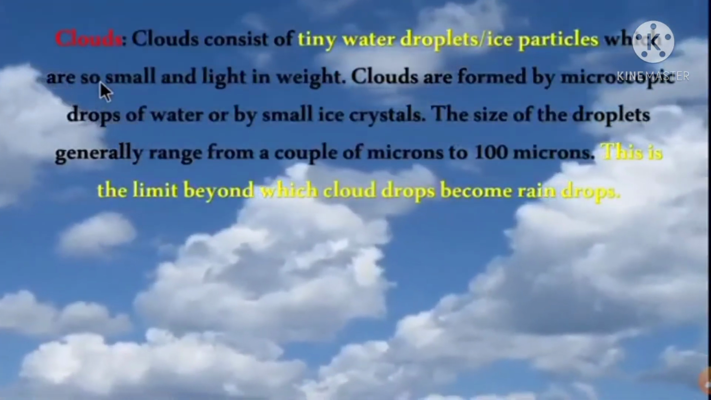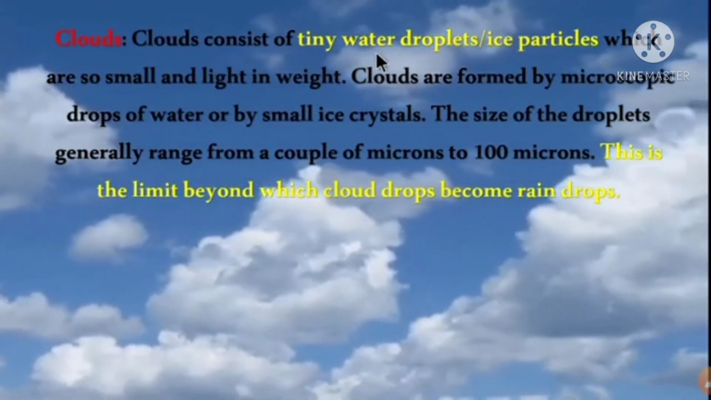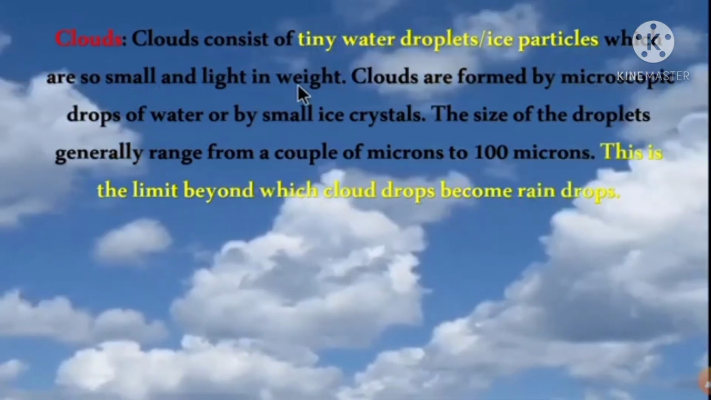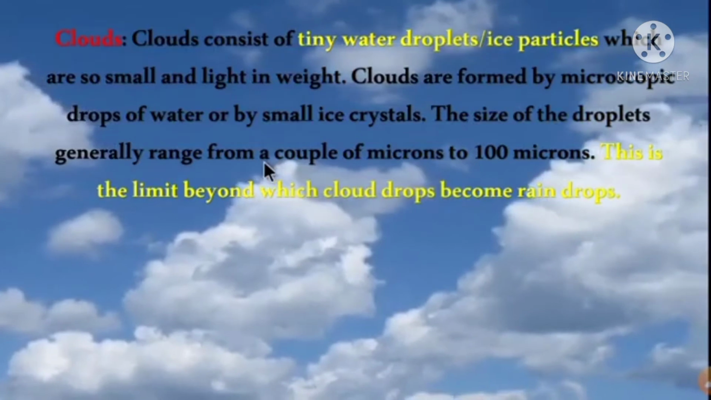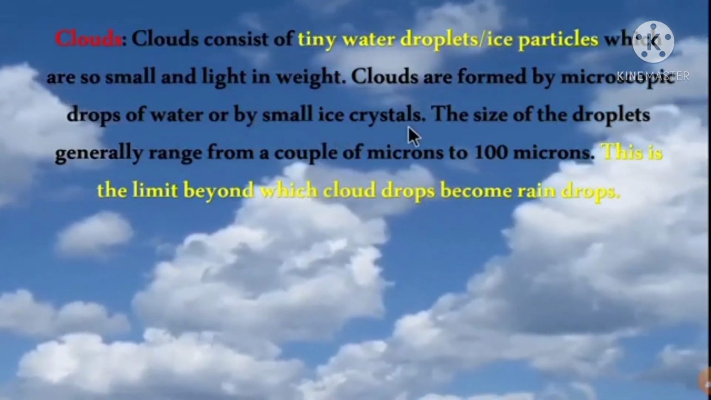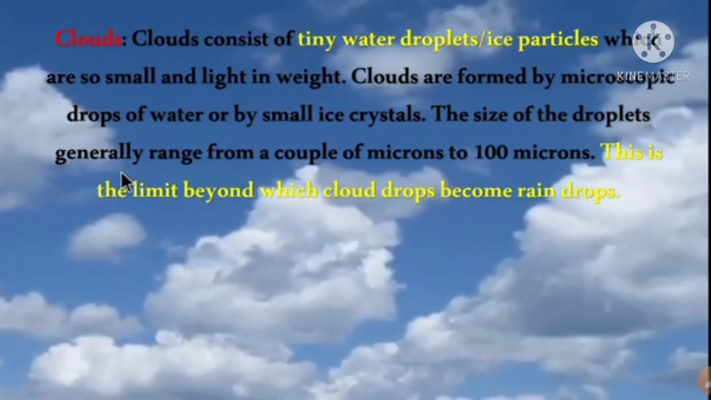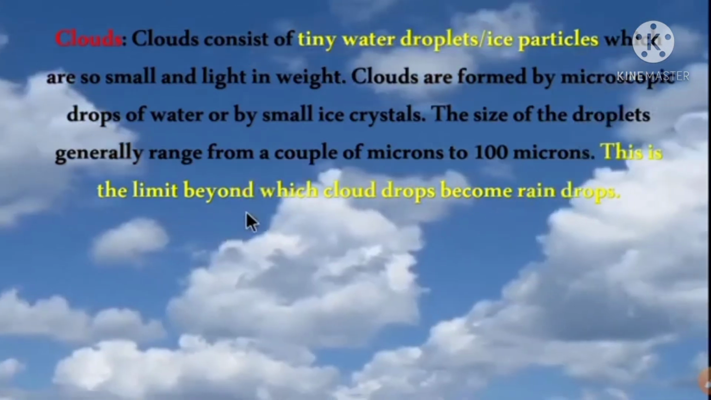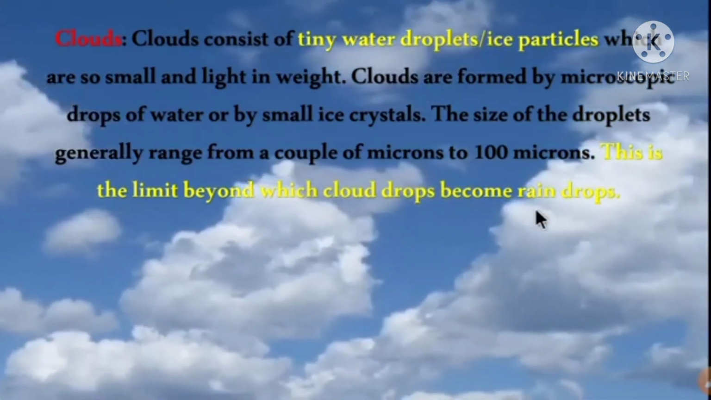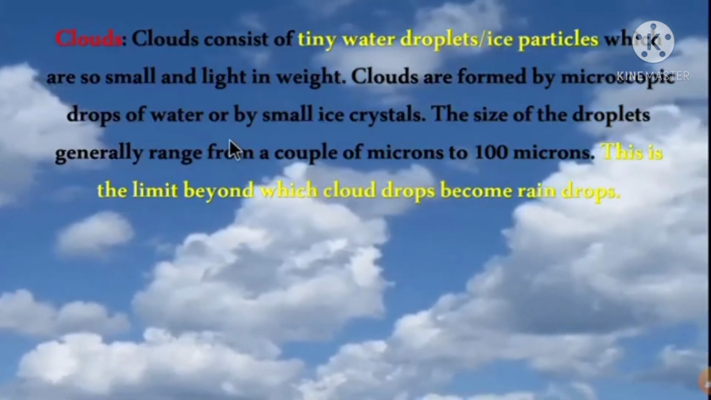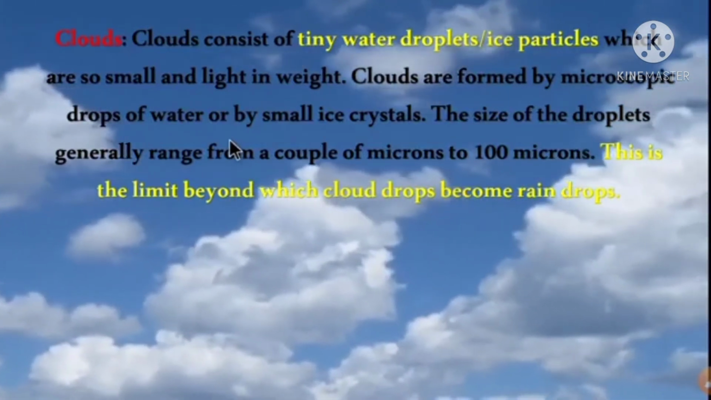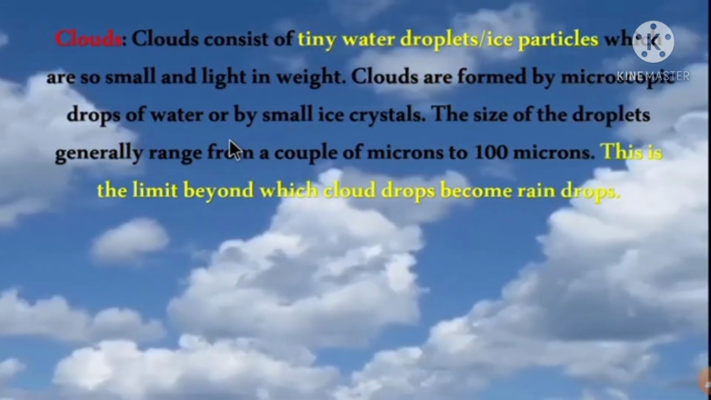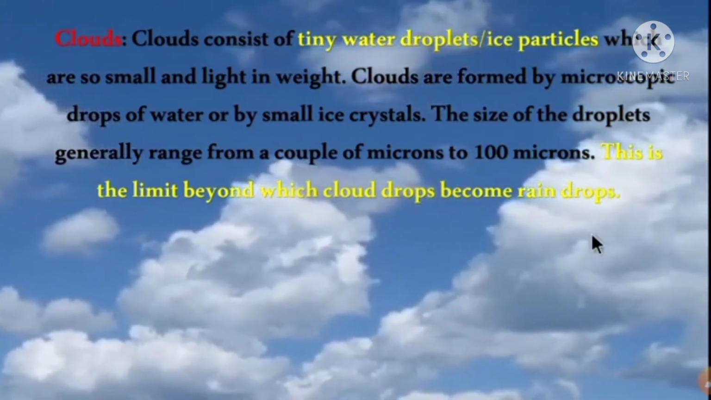Next come the clouds. Clouds consist of tiny water droplets or ice particles which are small and light in weight. Clouds are formed by microscopic drops of water or by small ice crystals. The size of the droplets generally ranges from a couple of microns to 100 microns. This is the limit beyond which cloud drops become raindrops.